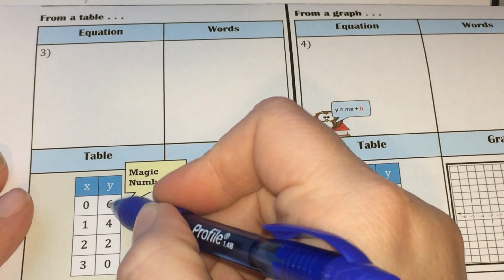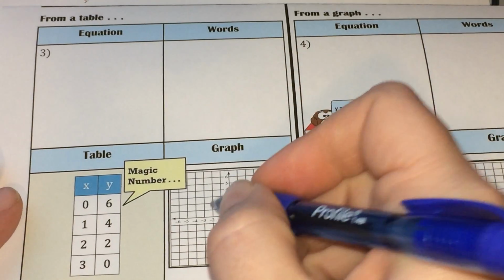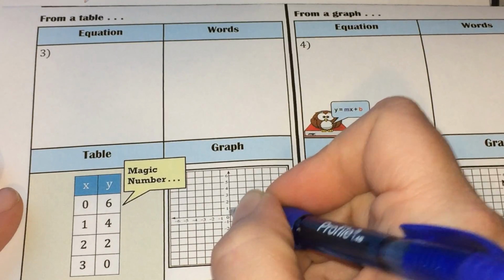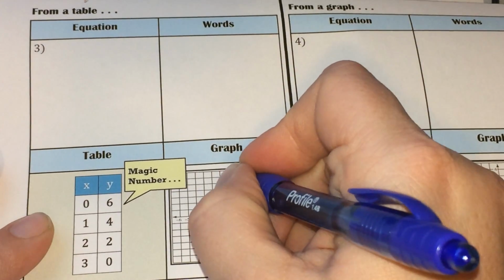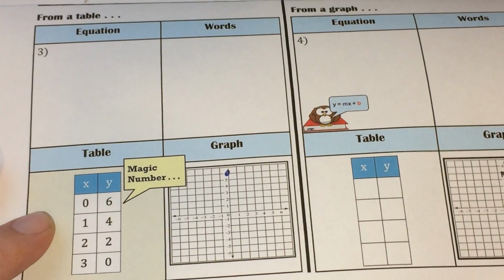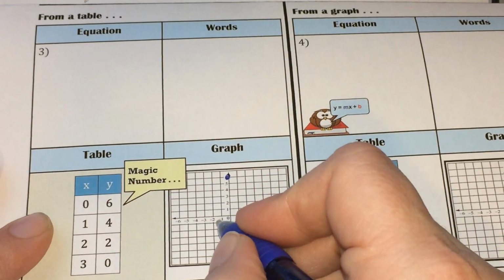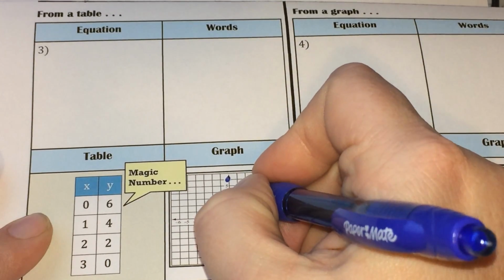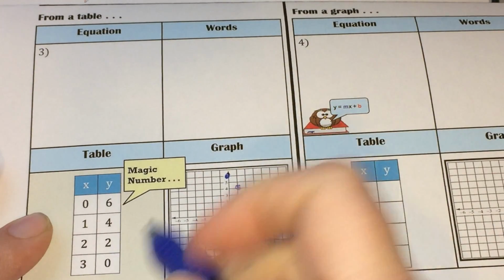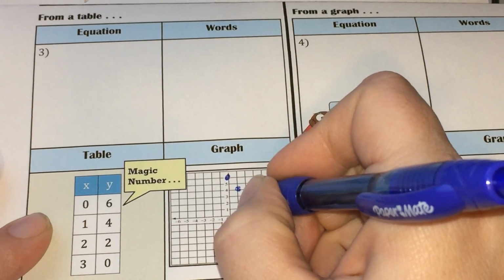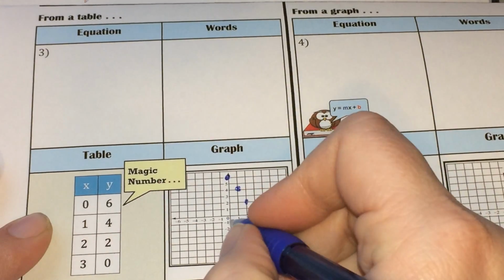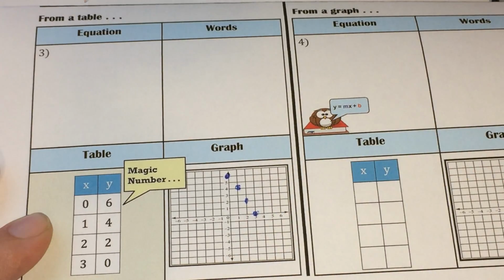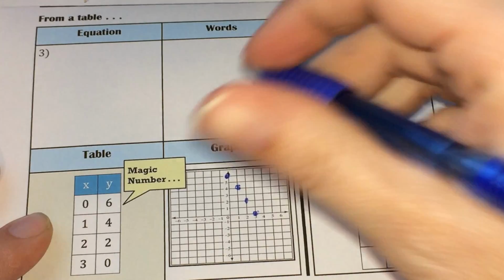We've got 0, 6, and remember you're going to go side to side, then up and down. So my side to side is 0, my x is 0, so I'm not going to move side to side, I'm just going to move up to 6. 1, 4, I'm going to move to the side 1, to positive 1, and up to positive 4. Then 2, 2, I'm going to move to the side 2 and up 2. And 3, 0, I'm going to move to the side 3, and I'm not going to move up and down because my up and down, my y is 0.